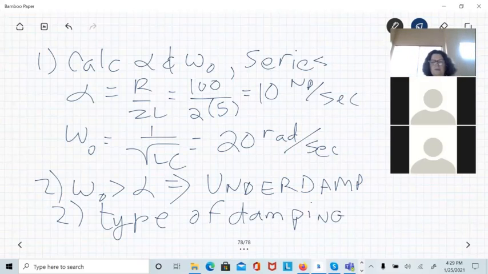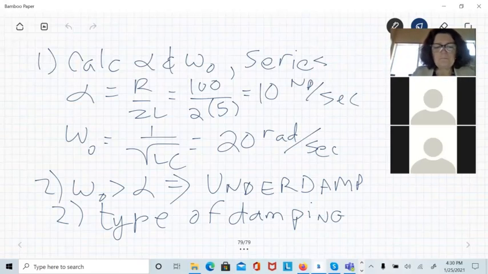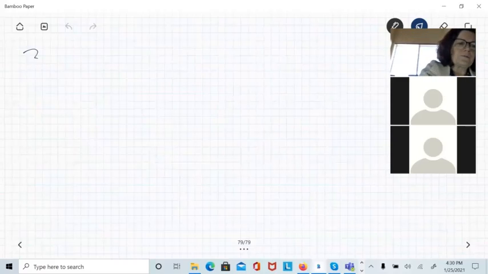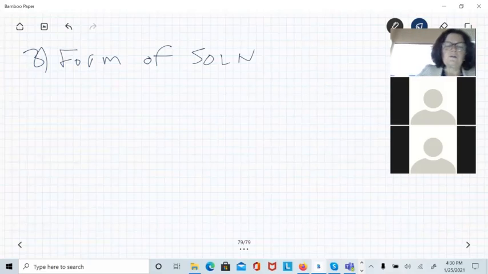So step 3, I basically have to find the form of the solution. What do I have here? I don't have anything here because I'm at home. Okay. Step 3, form of solution. We're still solving for IL of t. So that's what I'm going to put here, IL of t.